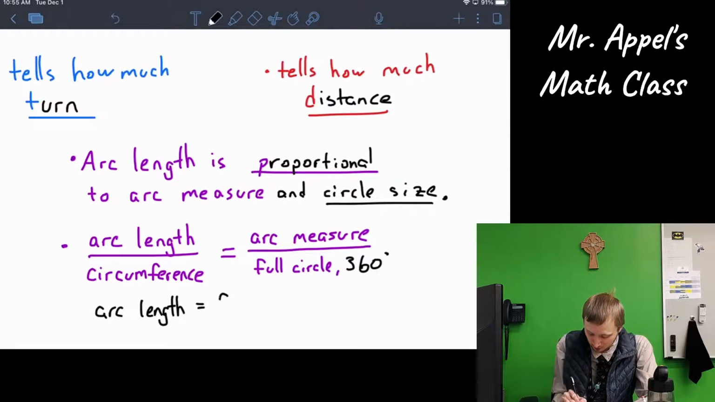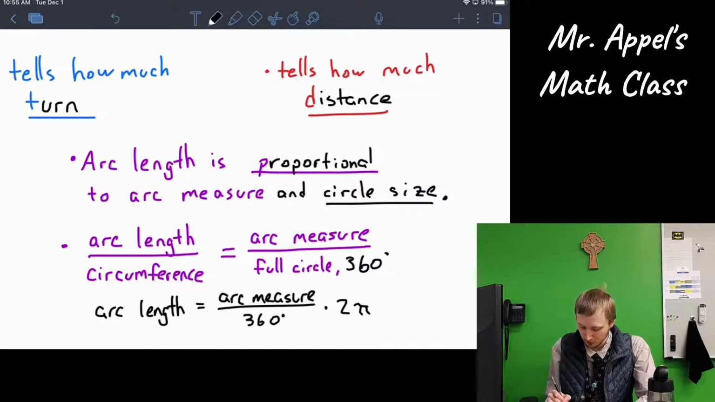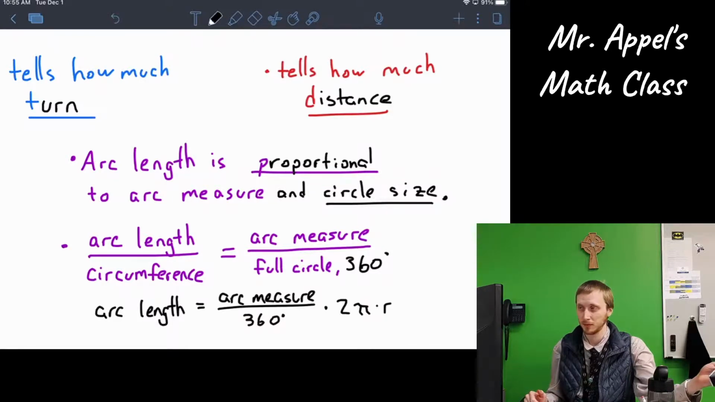You take your arc measure, divide by 360 degrees, and multiply that by the circumference, which is, as always, 2 pi r times the radius. That's it. That's all you need. There's the formula. Any questions on arc length?